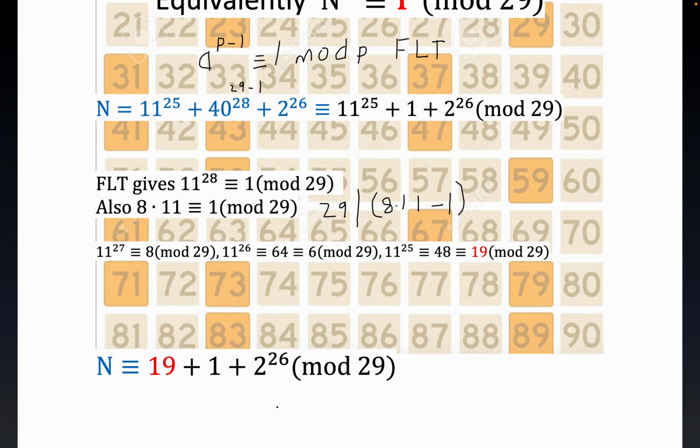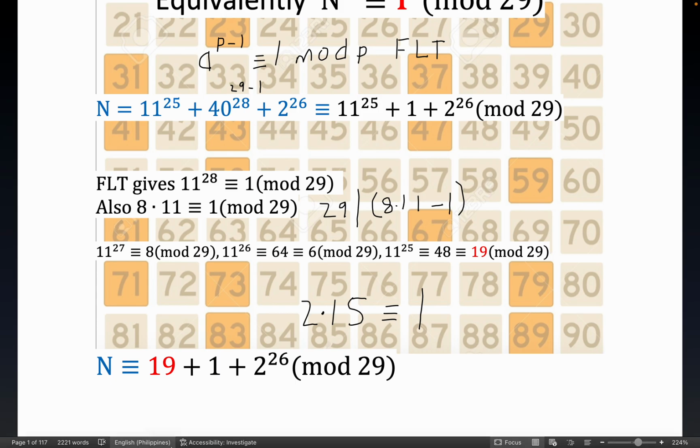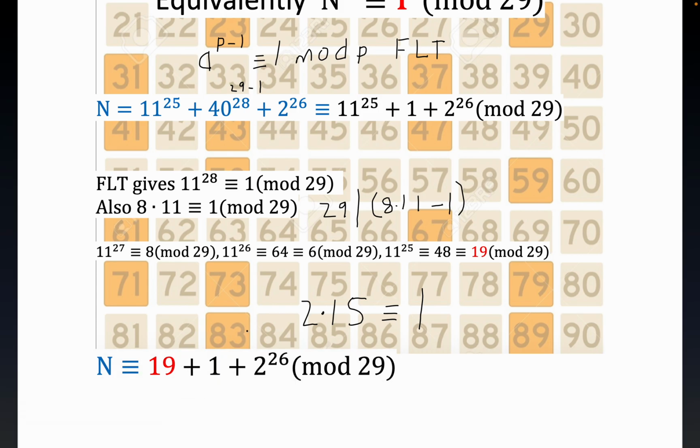What you can do to get the very same thing is note that, and this is a nice exercise if you're not familiar with modular arithmetic, 2 and 15 are multiplicative inverses because 2 times 15 is 30 and minus 1 is 29, right? So 2 times 15 is congruent to 1, and you'll use that just like I use 8 times 11 is congruent to 1. And when you do that, this reduces down to 22.